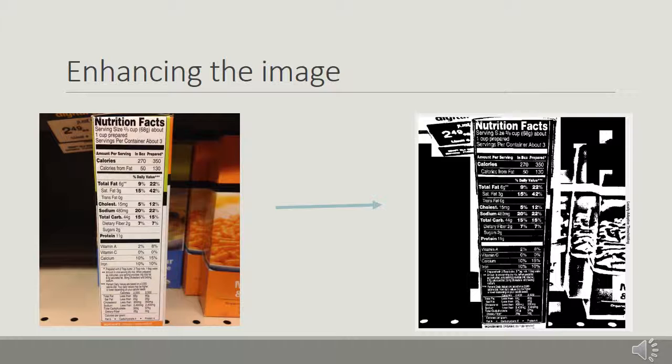So here is the first checkpoint after the enhancement stage. This is the output that we have. Our image now is basically a binary image, and as you can see quite clearly, all the nutrition facts are quite clearly highlighted. So we are going on the right path.